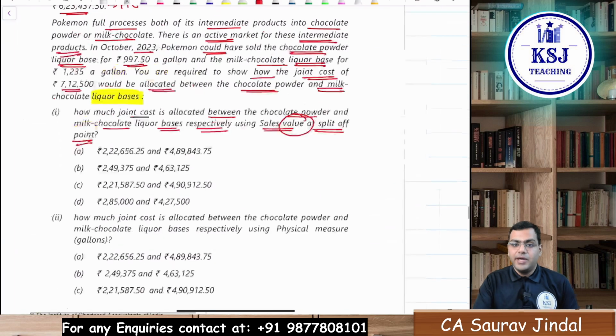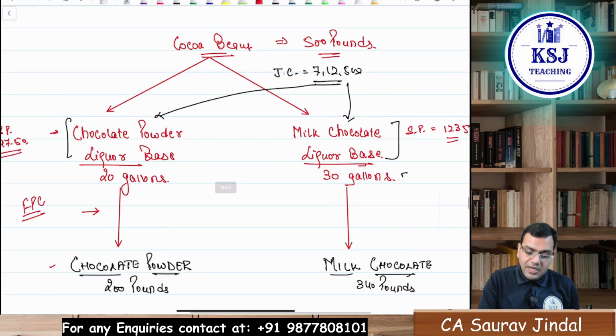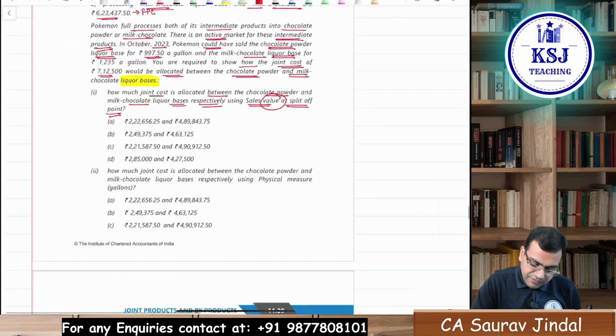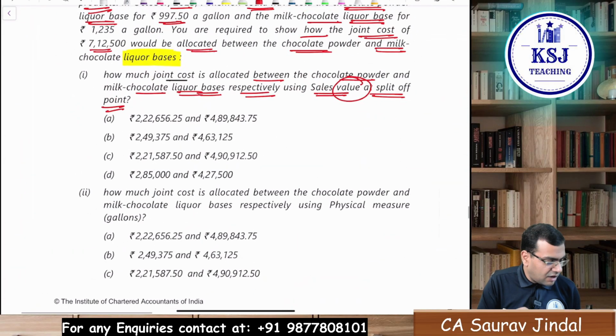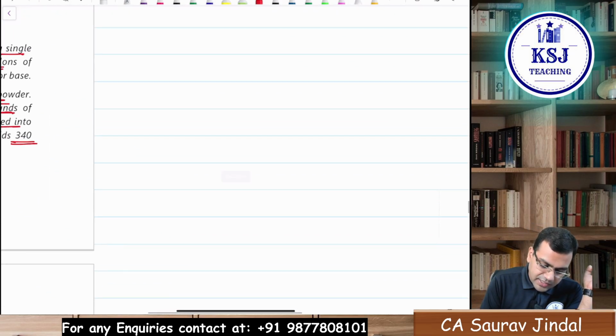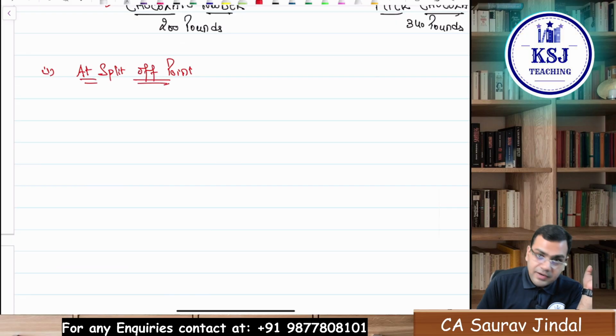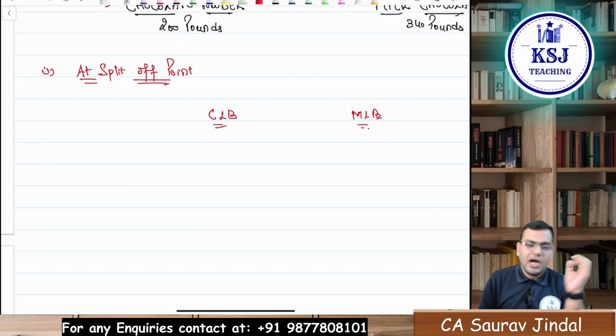Now what they are saying is the sales value at split off point. At split off point means they will not be doing any further processing, right? Secondly, they are asking for the liquor bases only. How will you do it at split off point? Let's try to understand it. So the first part is at split off point. Very, very easy. Right? I'll take chocolate liquor base and I will take milk liquor base.